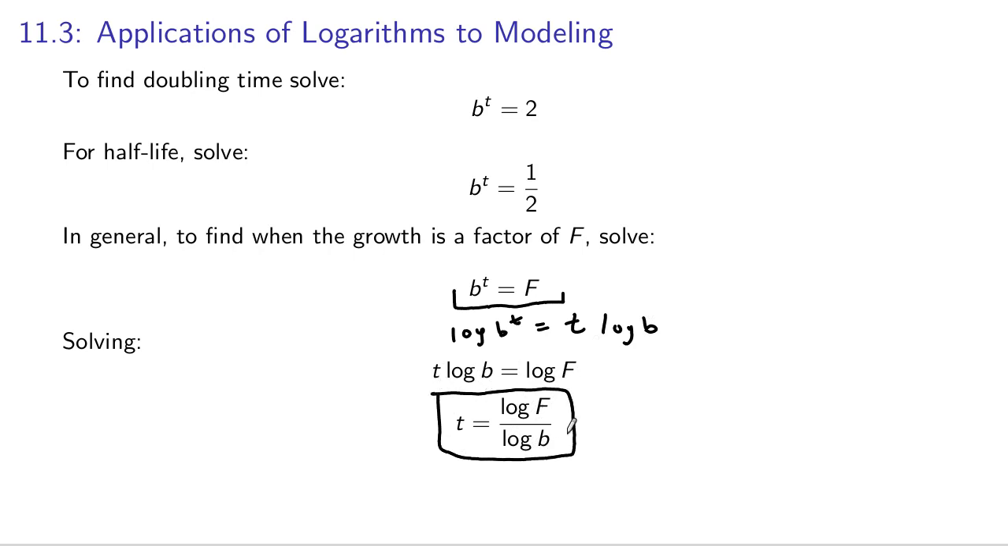So you can just memorize this technique for finding half-lives and doubling times. Whatever your factor is, you put up here in the numerator. So if you want to find a doubling time, it's log 2 over log b, where b is the growth factor. And if you wanted to find a half-life, it's log of 1/2 over log b, where b is, again, the growth factor, although b will be less than 1 if the half-life is positive to be decay.